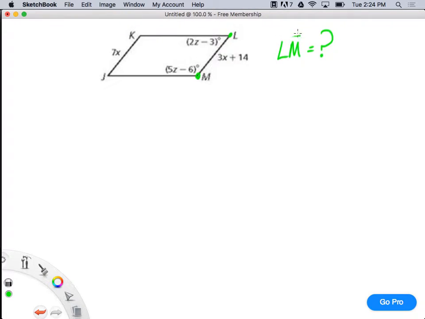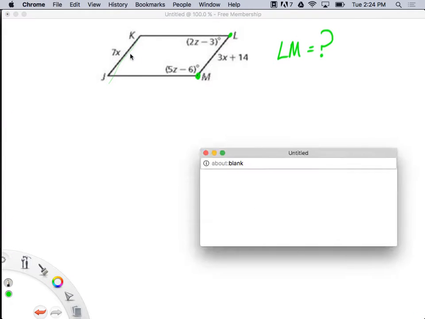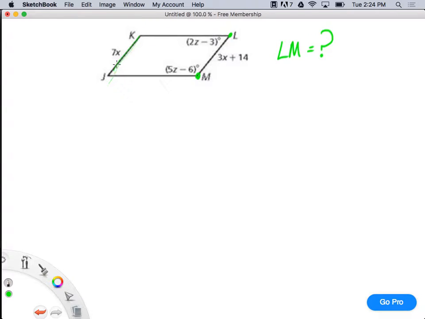Oh, you have to set them equal, right? So I know that LM is equal to KJ, right, guys? Yeah. Those two are equal to each other. What's the theorem called? That's just one of the properties of parallelograms. Okay. No. You say no?